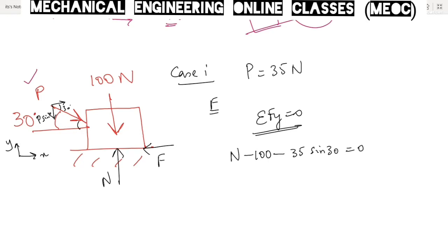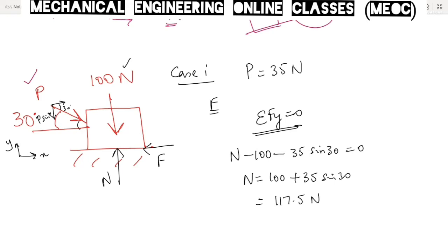So here everything is known except N, so we can find N as 100 plus 35 sine 30. This will be equal to 117.5. Because the weight is in Newton, this N is also in Newtons.